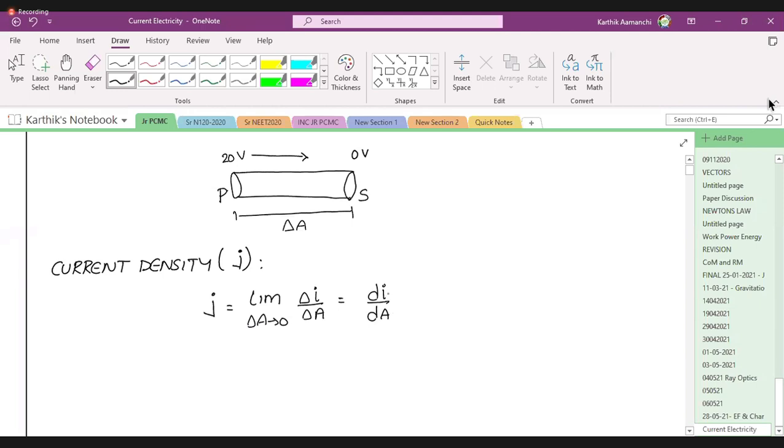dI divided by dA, where A is your small area in which your charge delta Q is passing over time delta T. Clear? Any doubt in this? Right.